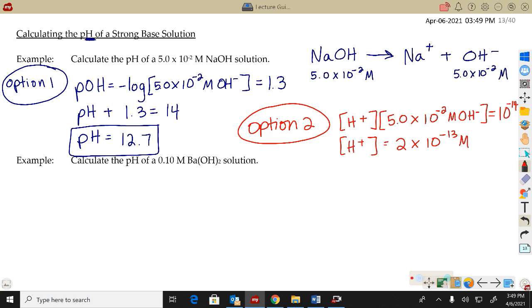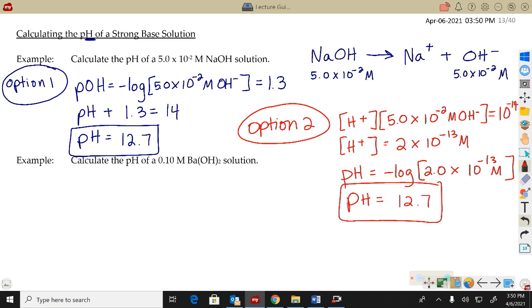Now I have the hydrogen concentration, so I can do pH right away. Opposite log of 2.0 times 10 to the negative 13th, because that is the hydrogen concentration. Now, obviously, the pH should be close to 13, but with a 2 out in front, it'll be a decimal. And guess what? It's exactly the same. pH is a big fat 12.7. So see which method you like better? They're going to lead you in the same direction. You'll get the same answer either way.